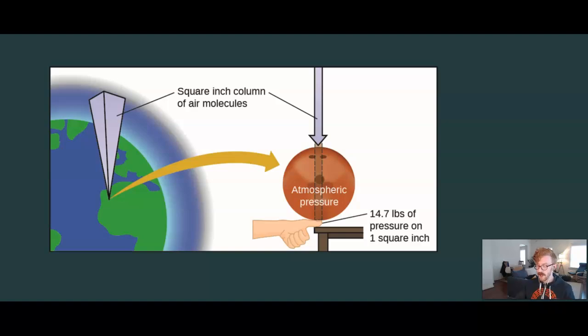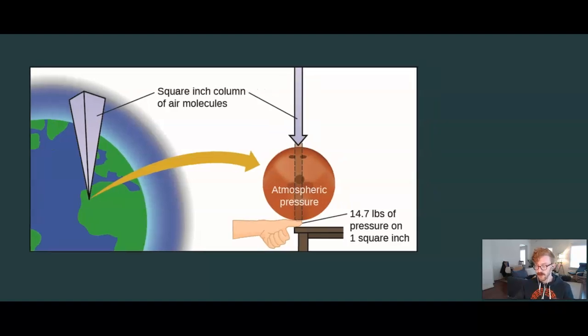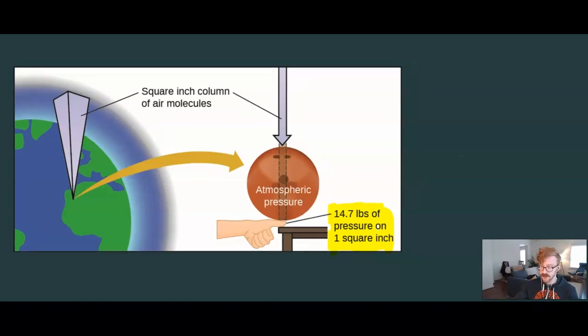The amount of force exerted on a given space actually turns out to be about 14.7 pounds of weight on 1 square inch of space. And that's equal to 1 atmosphere of pressure. So in a general sense, I already mentioned units of atmospheres, and I've also mentioned pounds per square inch.